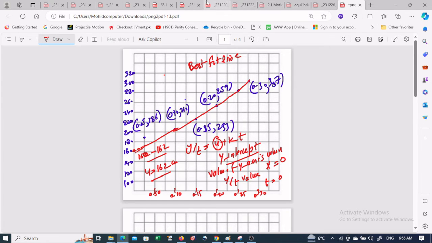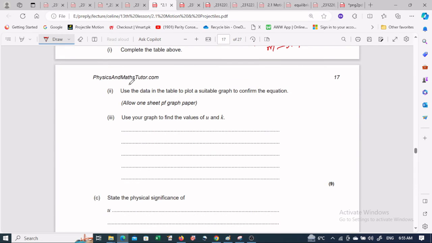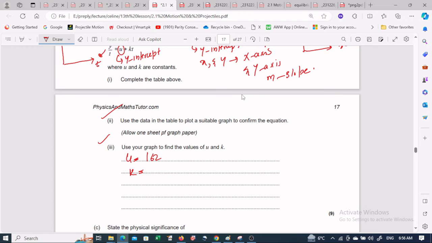Okay, now I move forward and explain more. Here the graph is done. Okay, use the graph to find the values of u and k. In order to find them from the graph, we know that the value of u is the y-intercept, that is equal to 162, and the value of k is the slope of the graph. We can find the slope of the graph. In order to find the slope, we just take the difference.